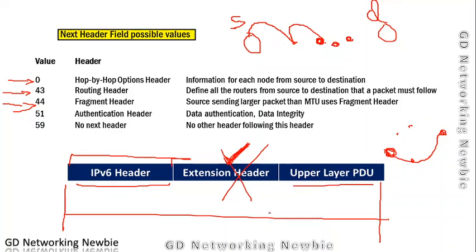So in this way, there are multiple functionalities which have been shifted to the extension headers, and some of the fields which were present in IPv4 have been removed. In this way, they have made the length of the IPv6 header fixed, that is 40 bytes.